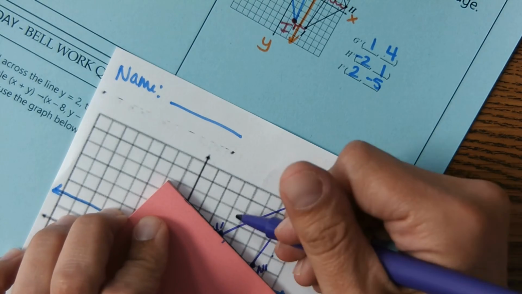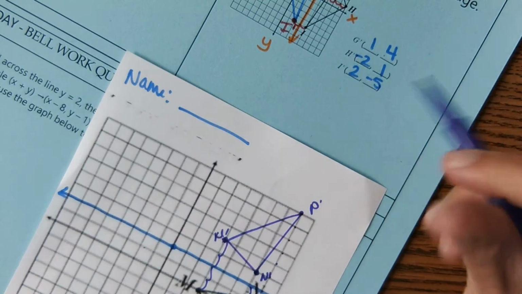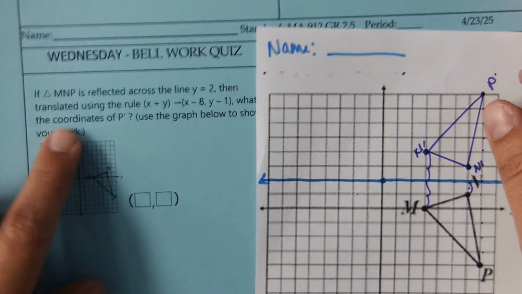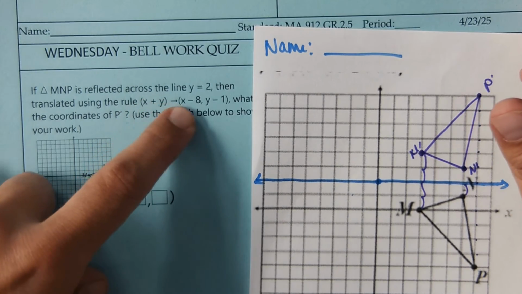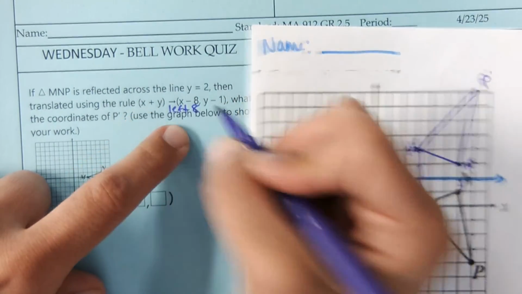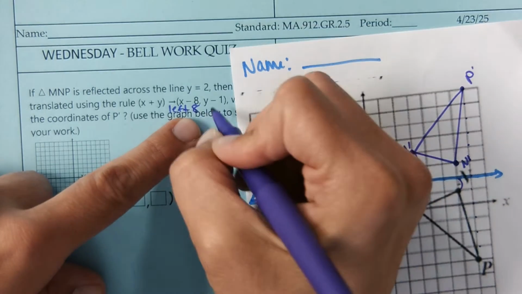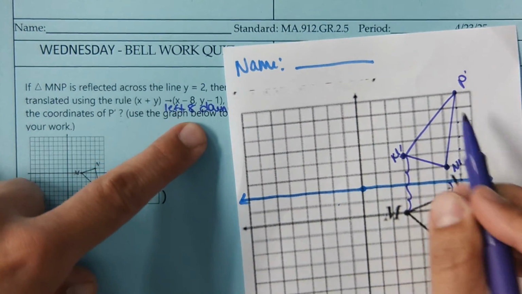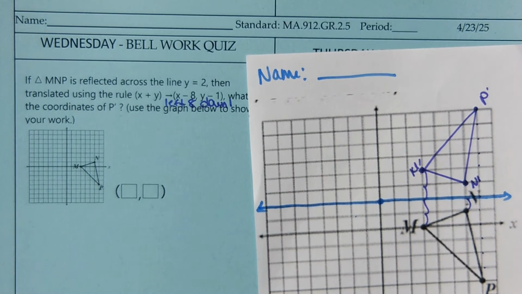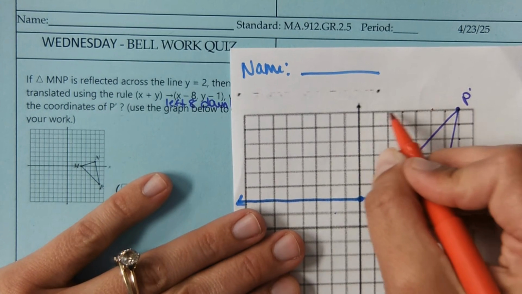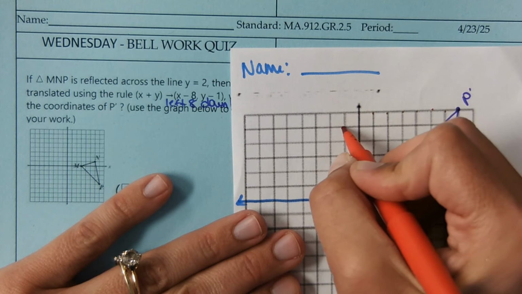Okay, so here is our reflected shape right here. The next step is it wants us to translate this shape, x minus 8, y minus 1. That means it's going to the left 8, counting down 8 on the x-axis, and then down 1 on the y. So from each point, you count to the left 8, down 1. So left 1, 2, 3, 4, 5, 6, 7, 8, down 1 right here.